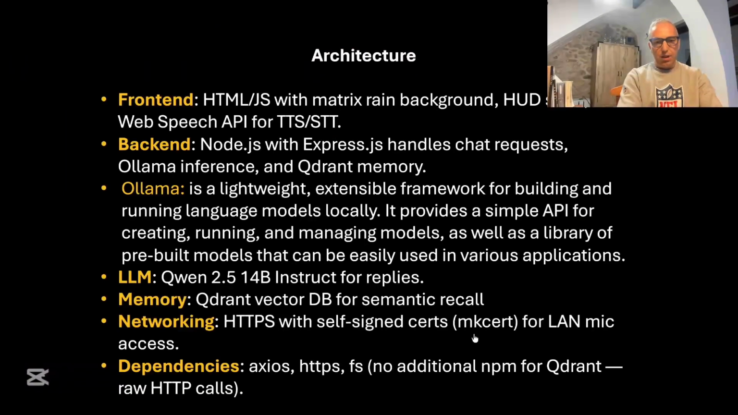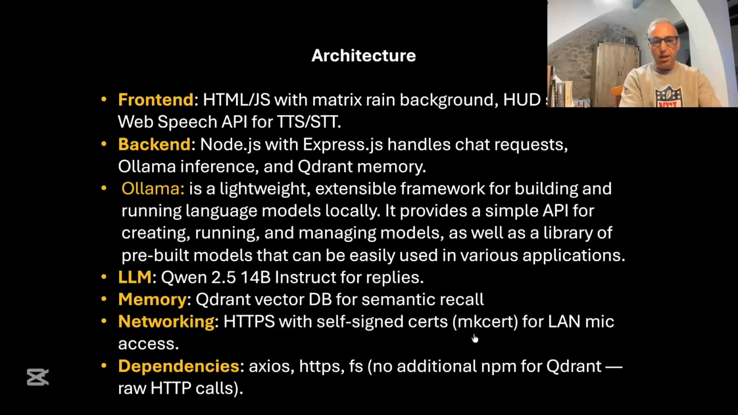The architecture: there is a front end, which is an HTML, JavaScript page. You have seen, obviously, if you are watching this video, you're probably a bit of a geek, so you like Matrix. So that is the style. The backend is Node.js with Express.js. That handles the chat request and Ollama inference, and also the Qdrant memory. Ollama is a lightweight extensible framework that helps run models locally. It's fantastic because it handles all the requests and the API to the model.